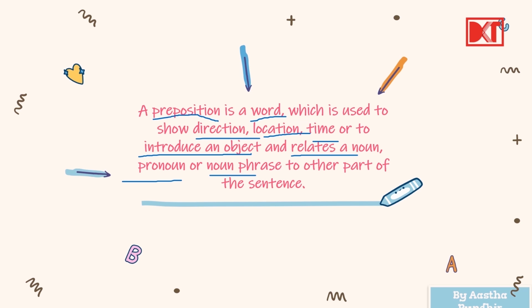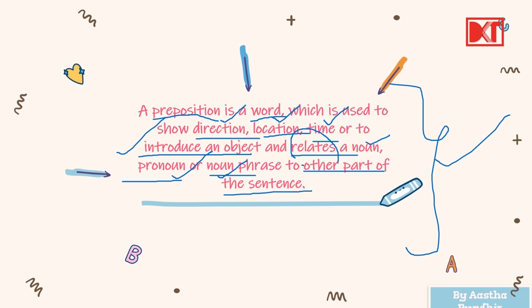Now, as I told you कि जो words थे वो connect कर रहे थे, right? So they are relating what? Relating either a noun or a pronoun or noun phrase to the other part of the sentence. ठीक है, and action क्या कर रहे हैं? They are showing either direction or the location or the time or introducing an object. ठीक है. So अब इसके हम examples देखेंगे and तब ये meaning आपको और clear होगा.